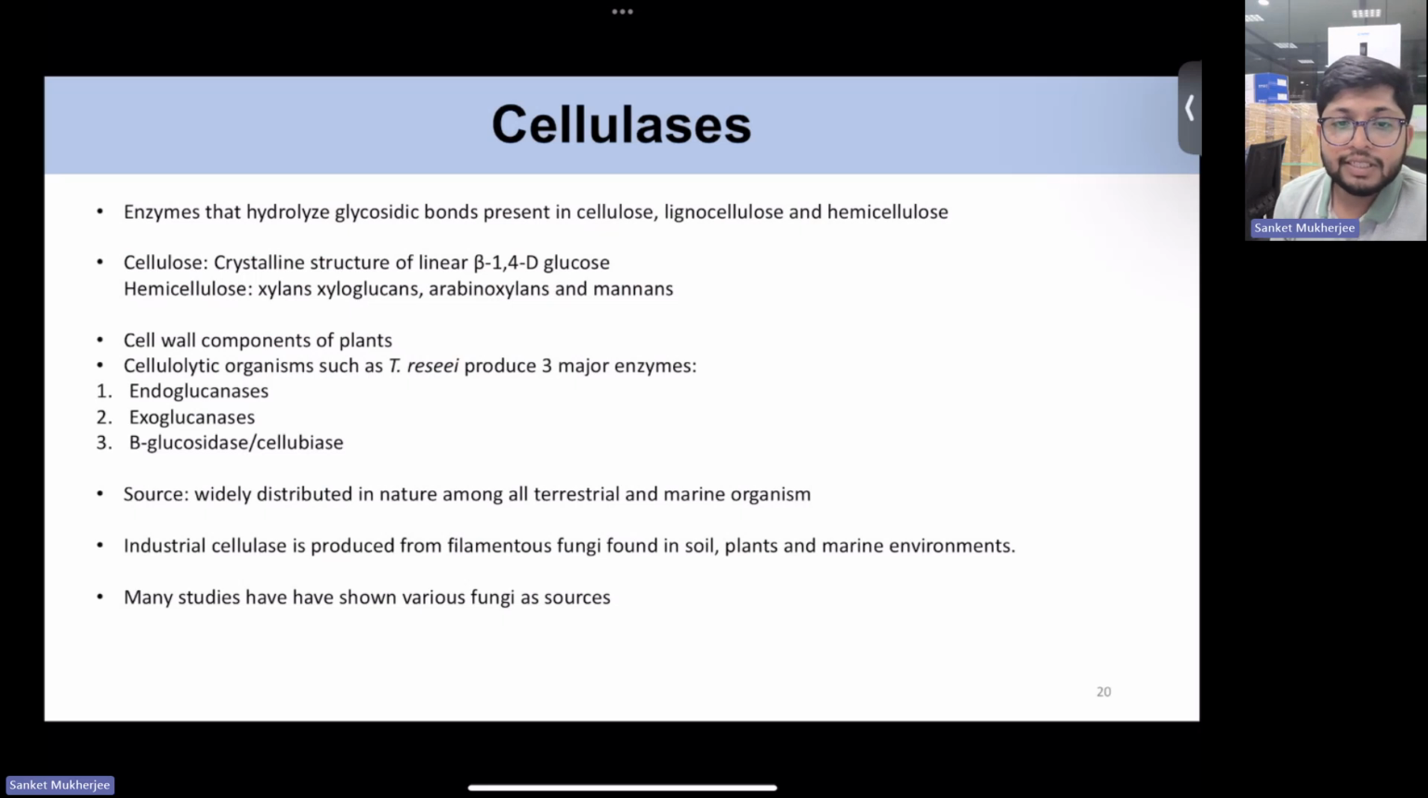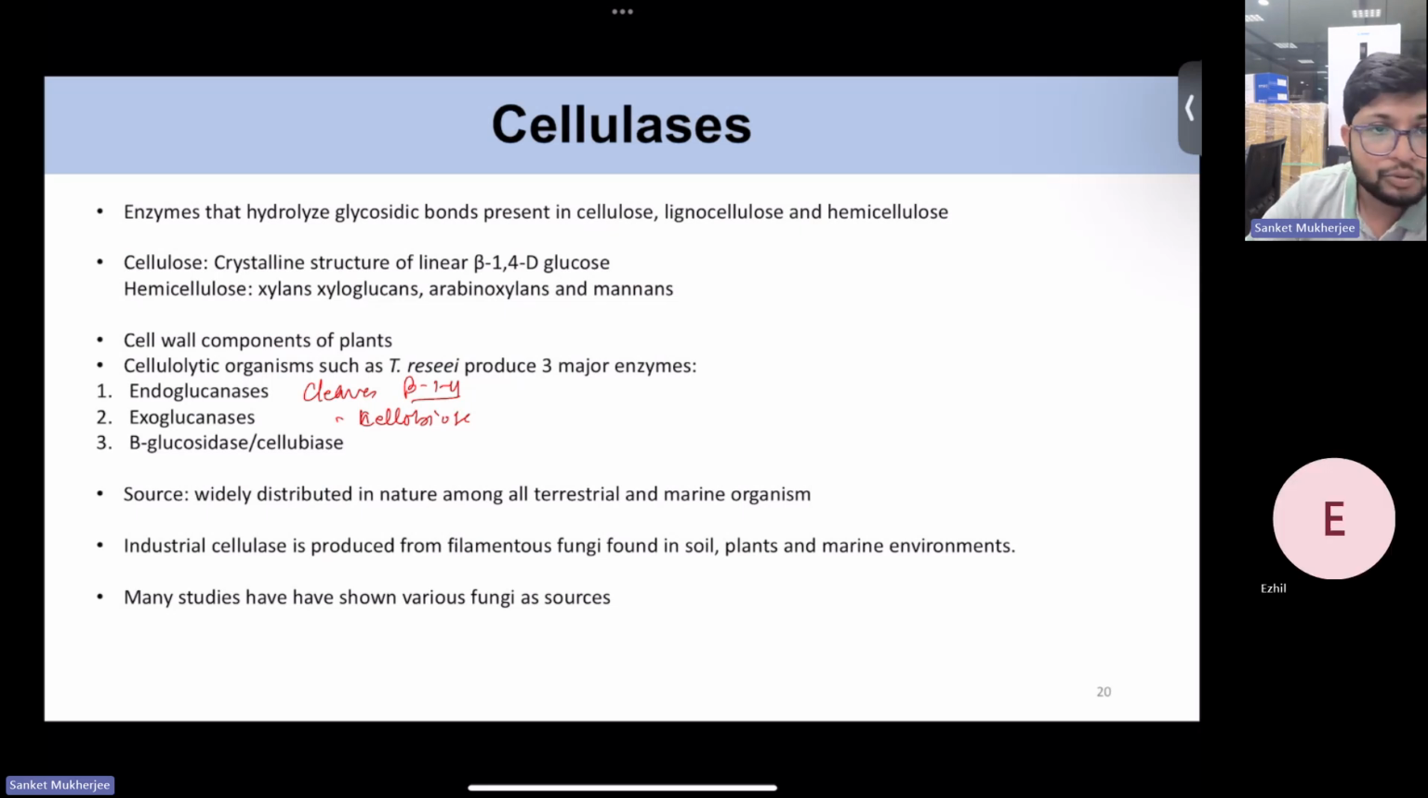Cellulolytic organisms like Trichoderma produce three major enzymes: endoglucanases, exoglucanases, and beta-glucosidase or cellobiase. So endoglucanases cleave the internal beta-1,4 glycosidic bonds. Exoglucanases hydrolyze cellobiose from the ends of the polysaccharide chain, and beta-glucosidase or cellobiase cleaves cellobiose and other oligosaccharides into glucose.